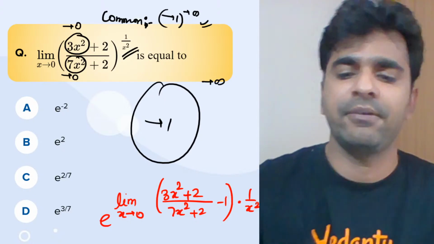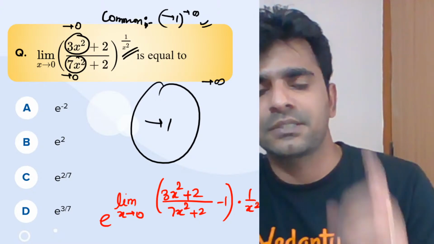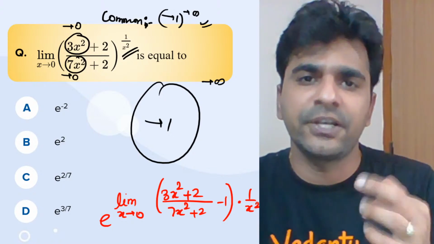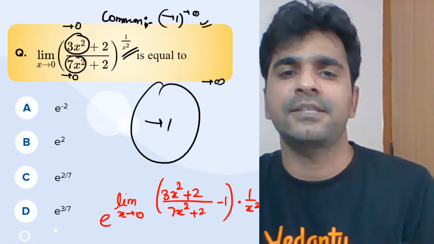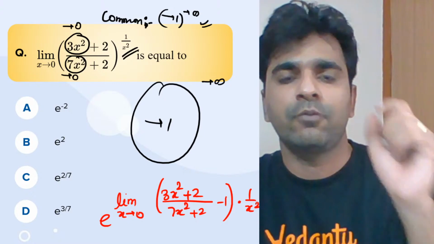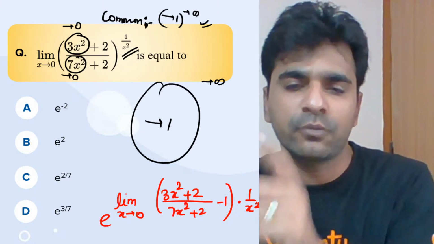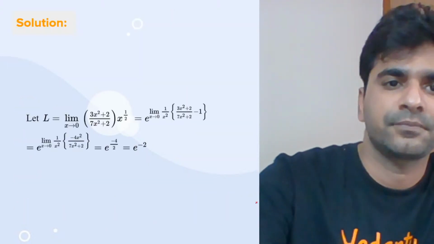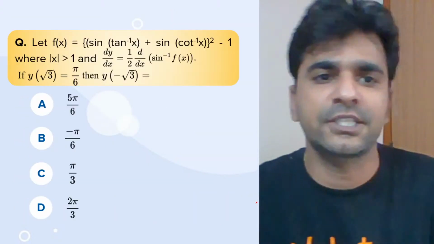I hope everybody can solve it, but remember the process. Number one is to identify whether it is of the 1 to the power infinity form or not. If it is, write it as e to the power same limit. Whatever is written in the base, subtract 1 from that and multiply by the power. That's it. You will get your answer. Okay, moving on to the next question.